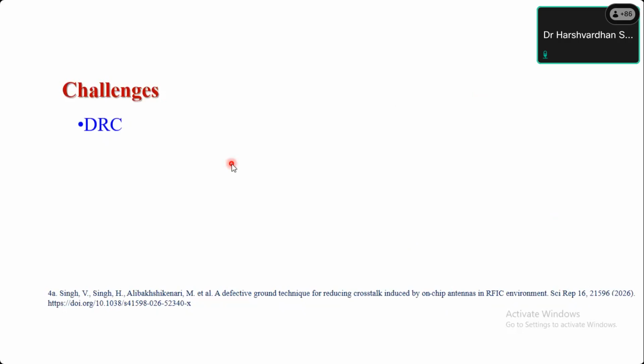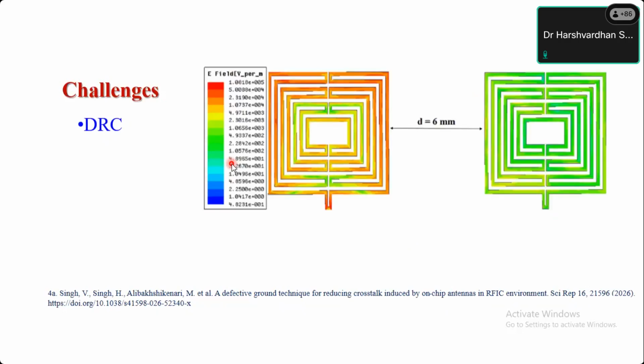Other than that, one of the most challenging aspects is crosstalk. That is another research area which I'm currently exploring also. How can we reduce this crosstalk? Now you can see, if there is an on-chip antenna design and any other component, even if the distance is 6 mm or 5 mm or 10 mm, this is also going to impact the working of this component, right?